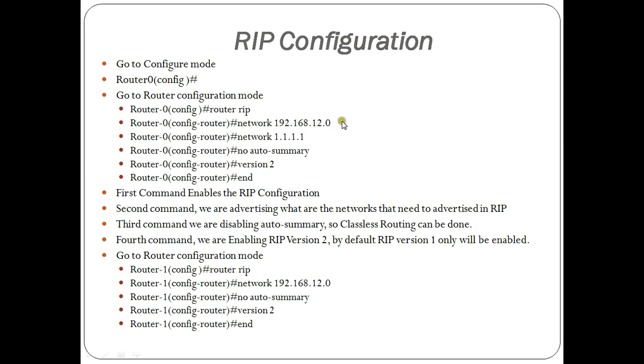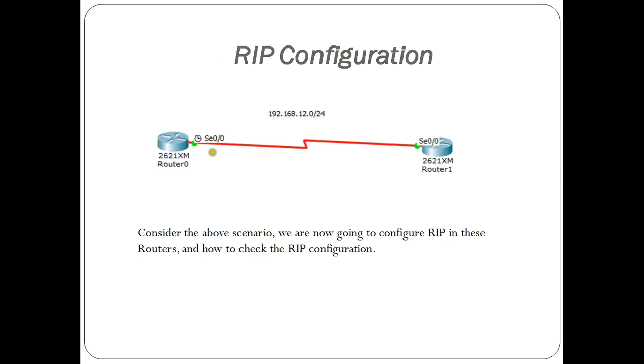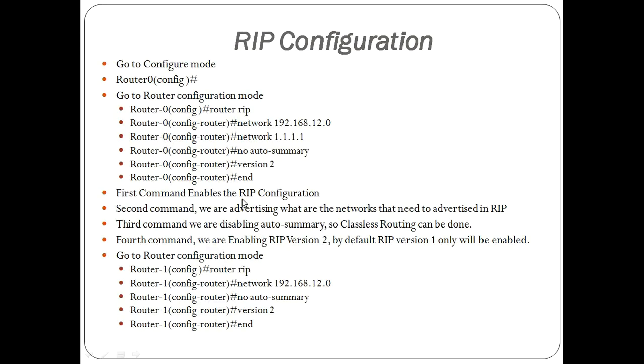And coming back over here, network 192.168.12.0 and 1.1.1.1. These are the IP addresses that I have configured in the router. That is, this interface 192.168.12.1 is in the 12.0 network segment. This and the internal loopback IP address 1.1.1.1, I am just advertising over here. And the same configuration is to be done on router 1. You can just look at it: no auto summary, version 2, and 12.0, that is the network that we are advertising.